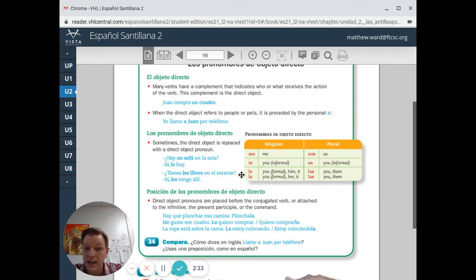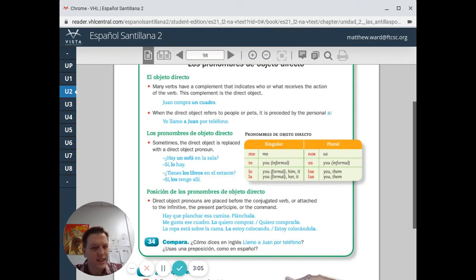¿Tienes los libros en el estante? Do you have books on the shelf? Sí, los tengo allí. Yes, them I have there. That's its literal translation, but actually it's yes, I have them there. So who or what do you have here? You have books. Books are a them word, so is it las or los libros? It's los, so use the los one right there. And remember, it goes in front of the verb, los tengo.